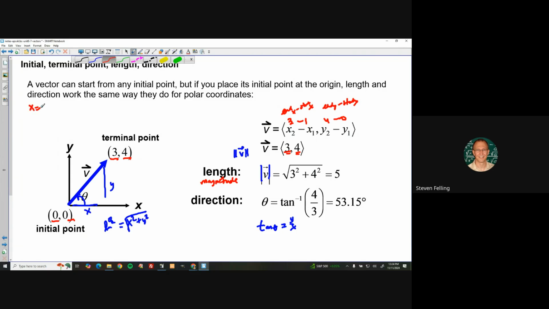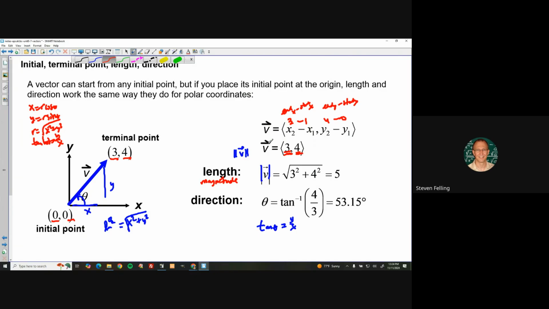Remember we said for polar, x is r cosine theta, and y is r sine theta, and the radius is the square root of x squared plus y squared. And the tangent of the angle is y over x. That's for polar. So this is exactly the same, right? You can define a direction angle called theta, and that is counterclockwise in radians from the x-axis, the same as with polar.